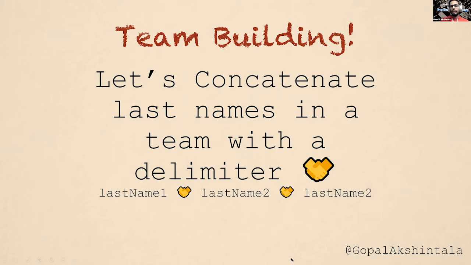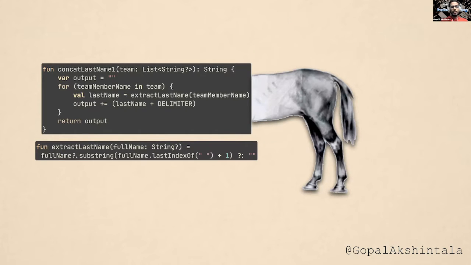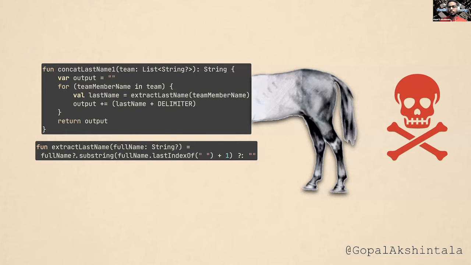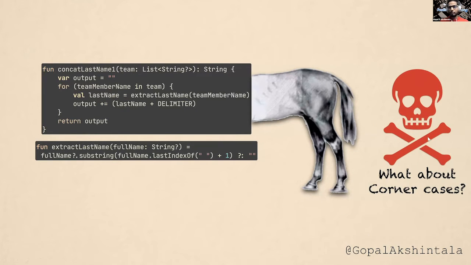Okay, given this problem to an imperative programmer, imagine he's a junior developer. He would start out his implementation like this, wherein he is looping through all the teammates and extracting the last name based on the last space character, and then he's concatenating them. Okay, he gives that for a code review, and the senior developer screams at him, "Man, where are all the edge cases?"